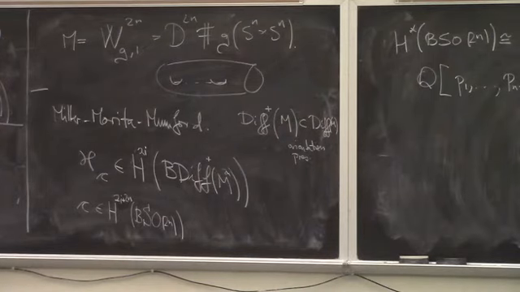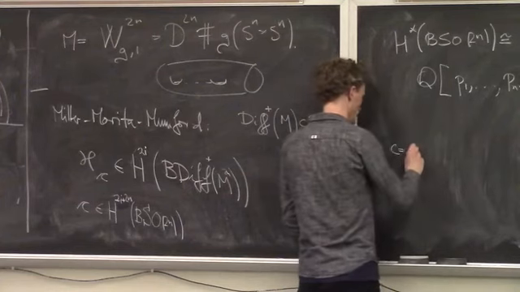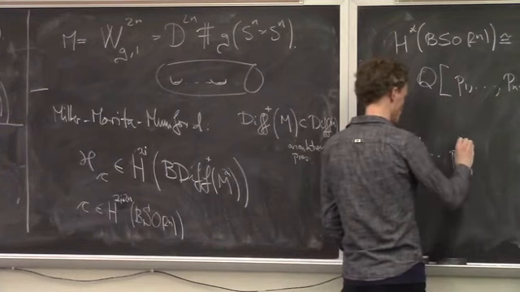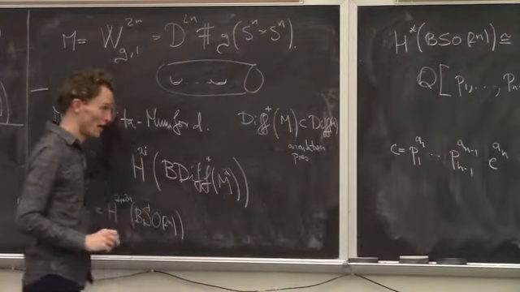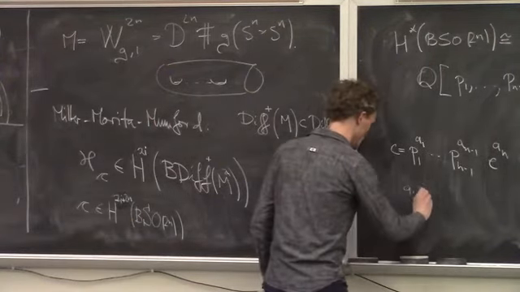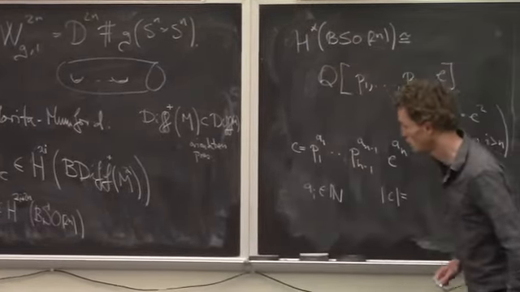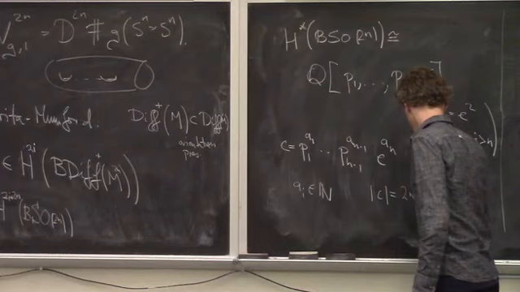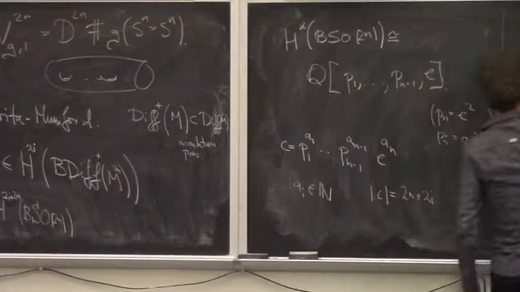So whenever, for example, you have a monomial c equal to P_1 to the a_1, through P_{n-1} to the a_{n-1}, E to the a_n, where the a_i are natural numbers, and suppose that the degree of c is at least 2n, so 2n plus 2i, you get a characteristic class of oriented manifold bundles.